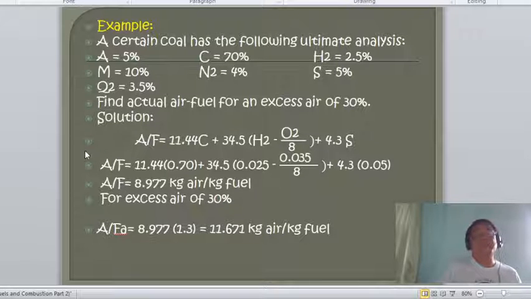So, for excess air of 30%, just multiply the theoretical air by 1.3. Therefore, the actual air fuel ratio is equal to 11.671 kilogram of air per kilogram of coal. So, very clear, class. Very easy.